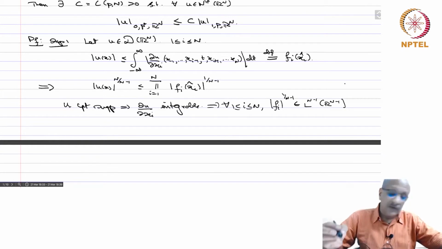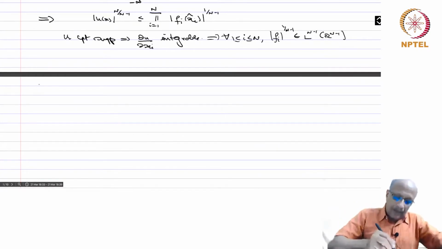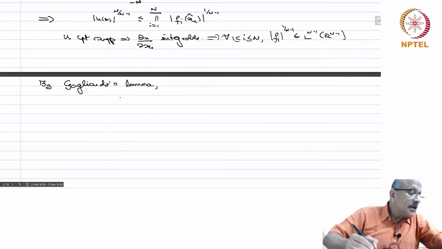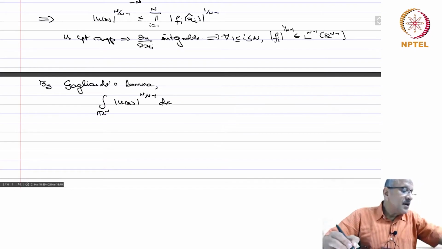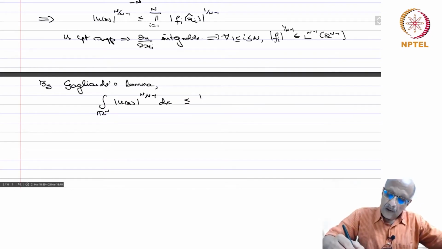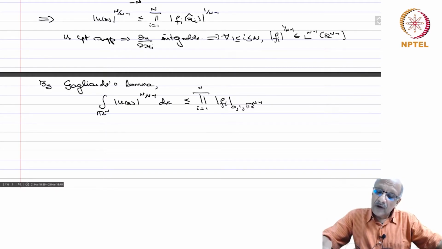Okay, so therefore we can apply Gallardo's lemma immediately. So by Gallardo we get that the integral on R^n of |u(x)|^{n/(n-1)} dx is less than or equal to the product, i equals 1 to n, of the L^1(R^{n-1}) norm of fi, because I am going to apply it to fi to the power 1/(n-1).